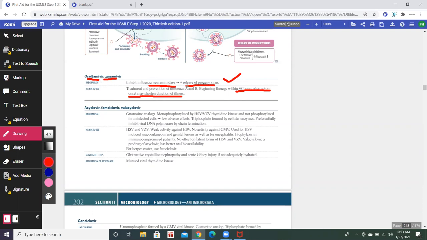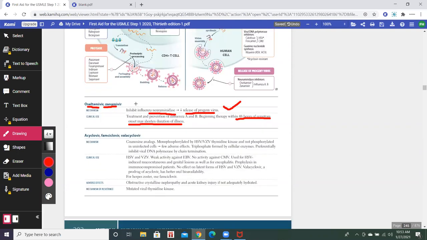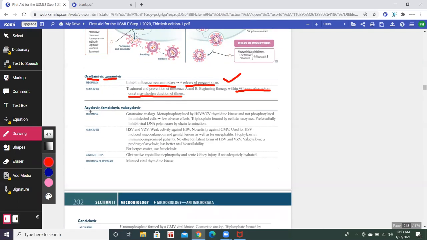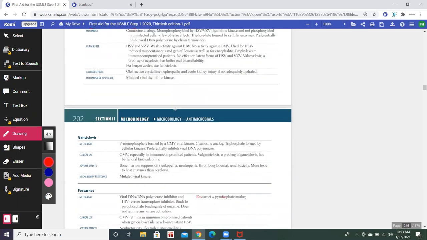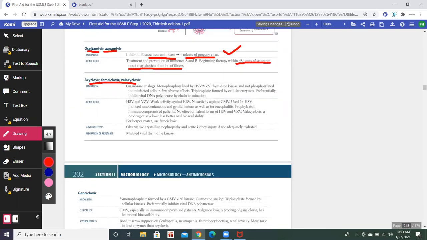So for oseltamivir and zanamivir, the only thing you have to know is that they are neuraminidase inhibitors, and this will decrease the release of the progeny virus. Okay, next one: the nucleic acid synthesis inhibitors. Now, there are some issues with this.